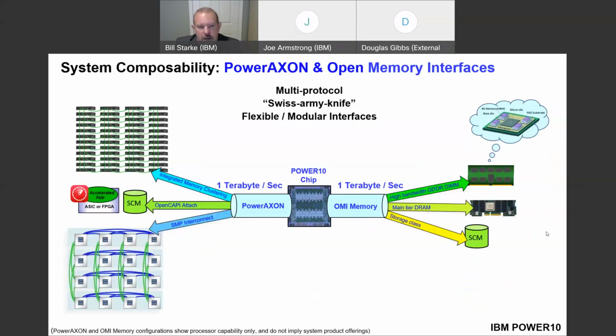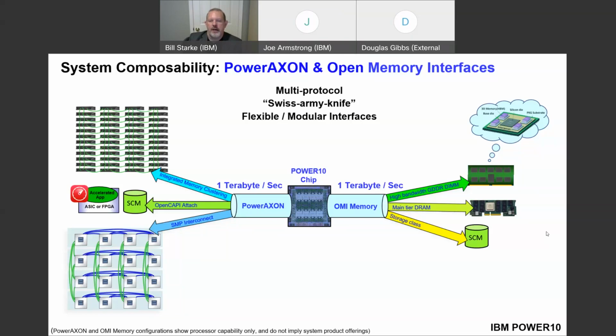So just looking quickly at what we do with these interfaces. Let's start out on the right here, the OMI memory. We have our main tier DRAM shown in the middle, and you should think of that as your usual memory that you're familiar with. We're just giving a nice bandwidth uptick to that type of memory. Like I said, the DIMMs are coming in different form factors.